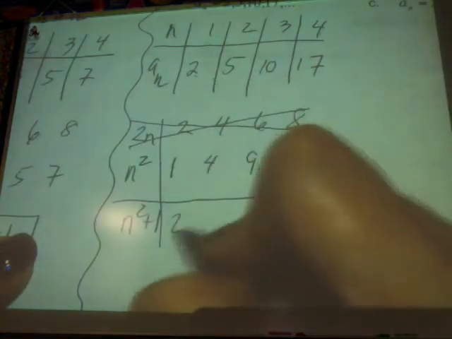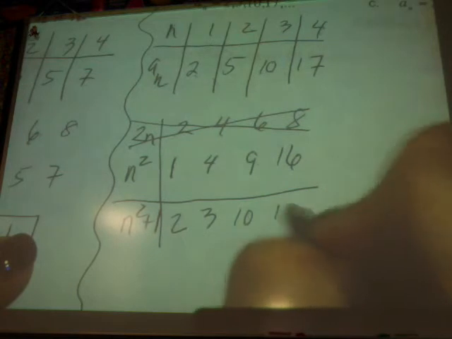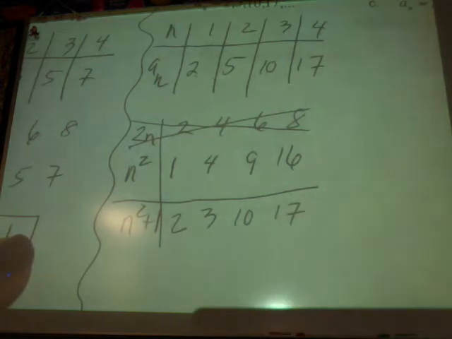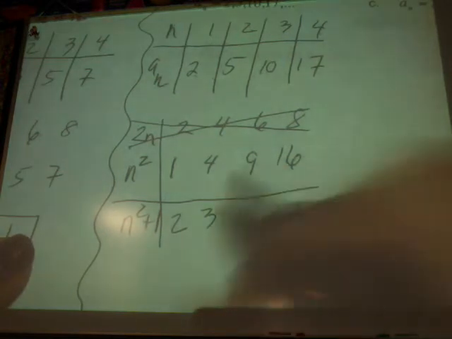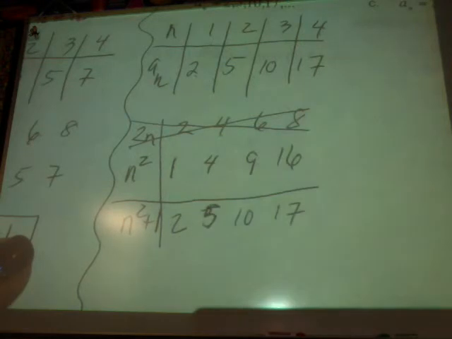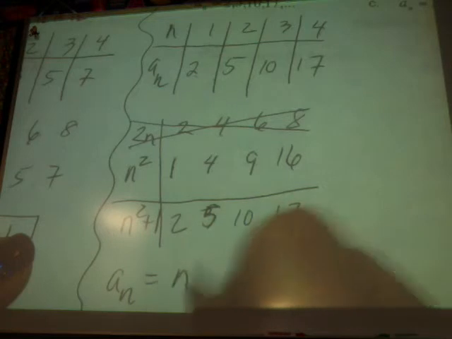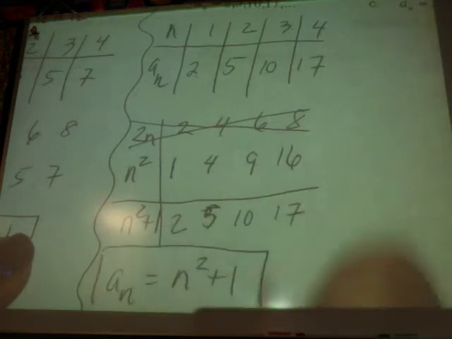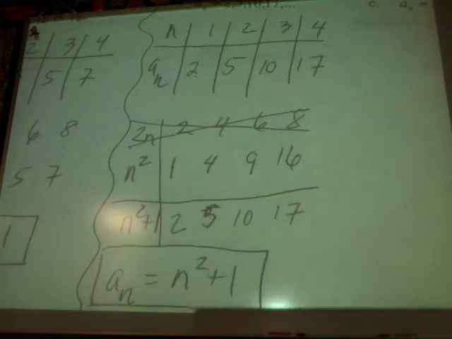So if I add 1 here, I get 2, 3, 10, and 17, which is what I want, correct? Oh, 5, not 3. Sorry. Which is what I want. So then a sub n is equal to n squared plus 1. So sometimes you might have to square or cube something to try to figure out the pattern.